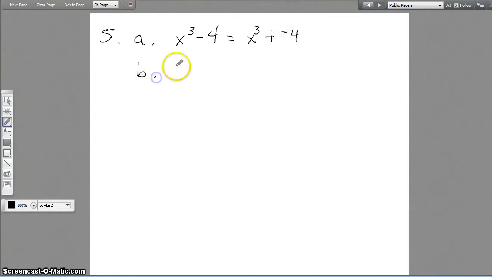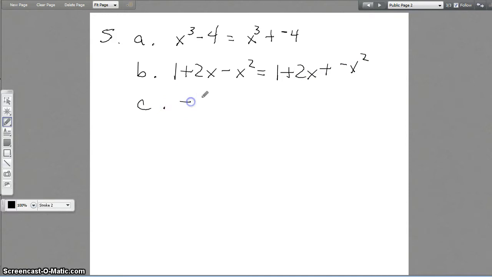Okay, part B, we have 1 plus 2x minus x squared. To write that as a sum of monomials, we would say 1 plus 2x plus negative x squared. And then part C, we have negative 5x minus 10. Writing that as a sum of monomials, we have negative 5x plus negative 10. So that was number 5, which is just like number 12.